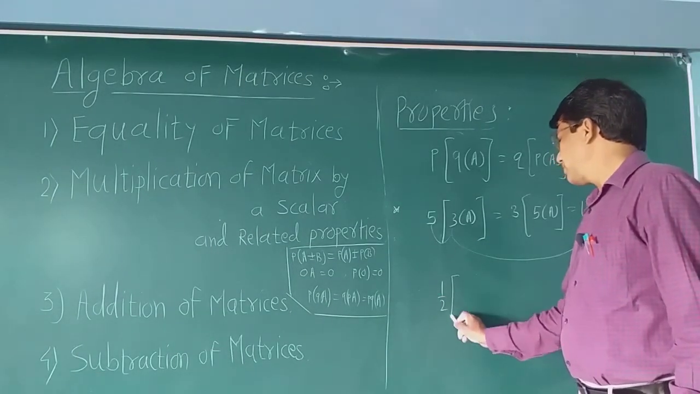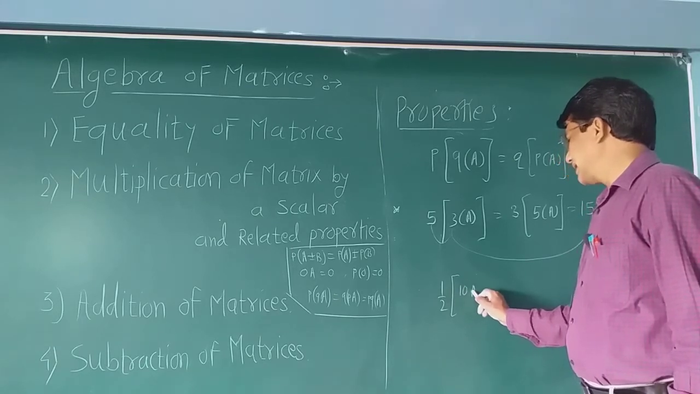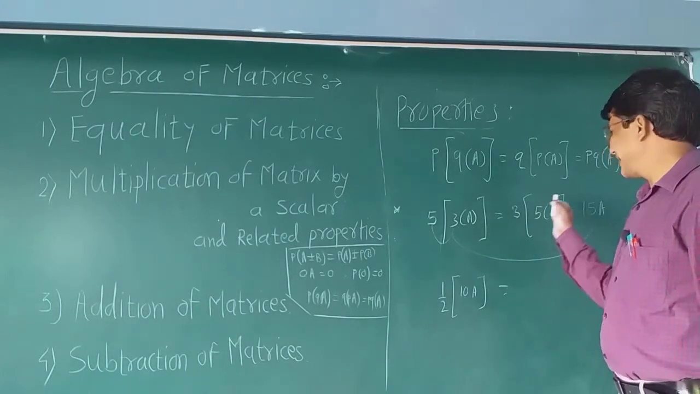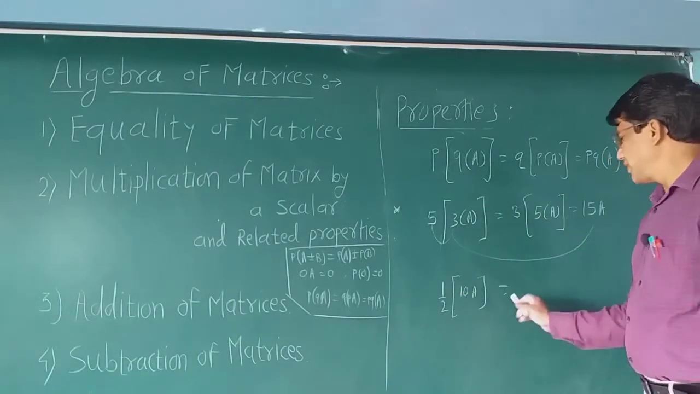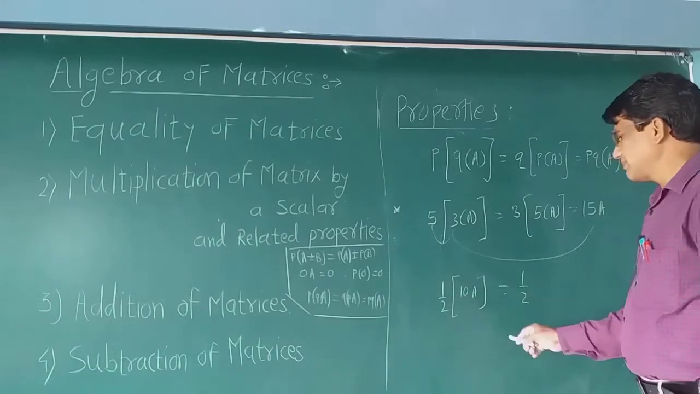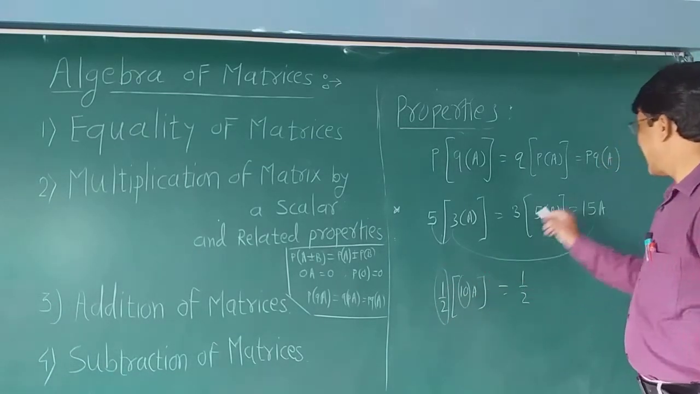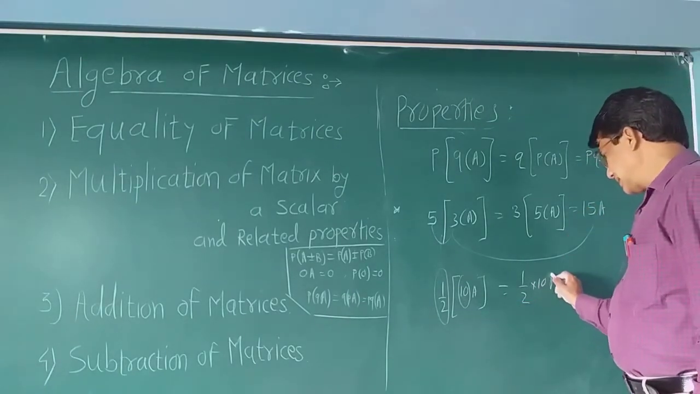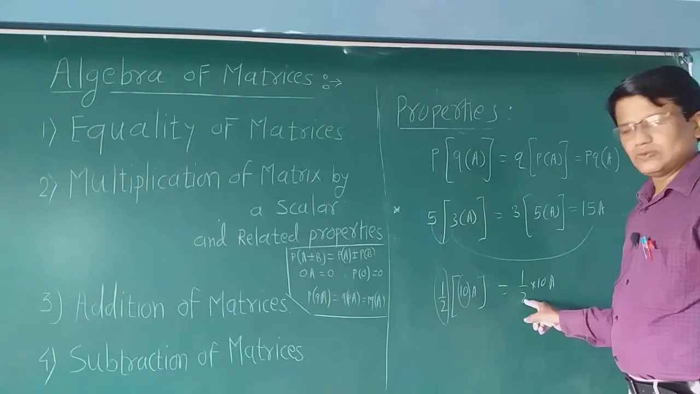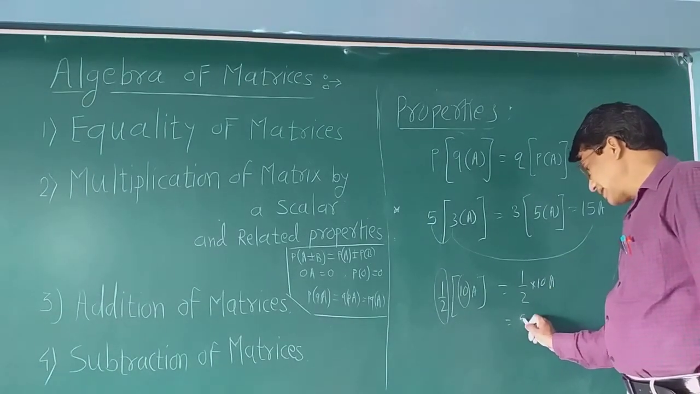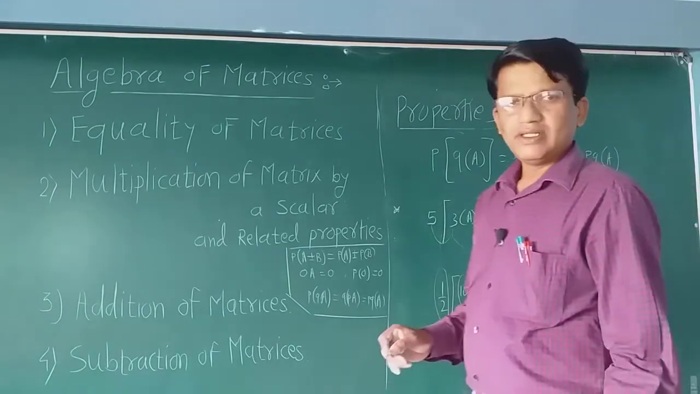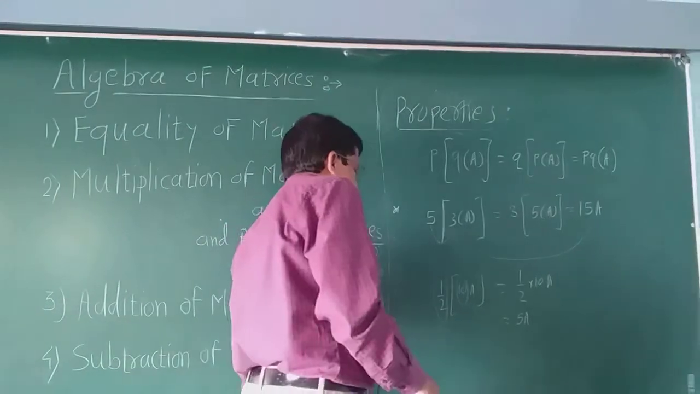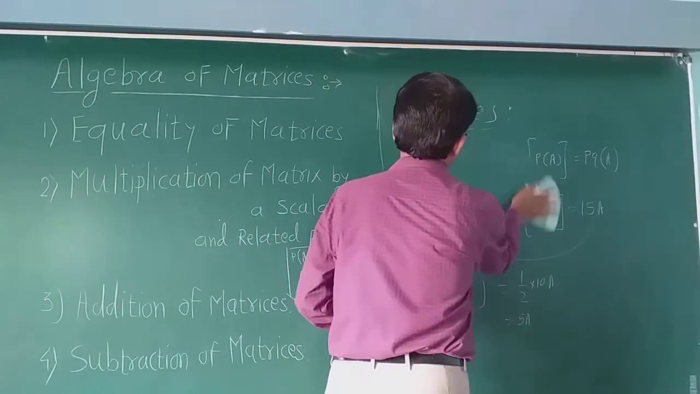One more example. 1 upon 2 multiplied by 10a. Suppose this type of example is given. You can solve according to this rule: this is P, this is Q, and the answer is PQ into A. Here P means 10 and here A. Divide this 2 with this 10, so we will get 5A. These are some examples related to this property.